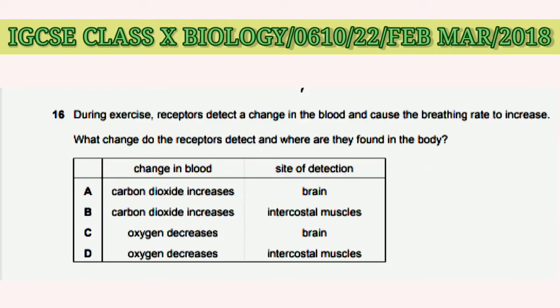16th question. During exercise, receptors detect a change in the blood and cause the breathing rate to increase. What change do the receptors detect and where are they found in the body? During exercise, the change which will take place in the blood will be increase in carbon dioxide and that will increase breathing rate. And the receptors which detect this change are located in brain.